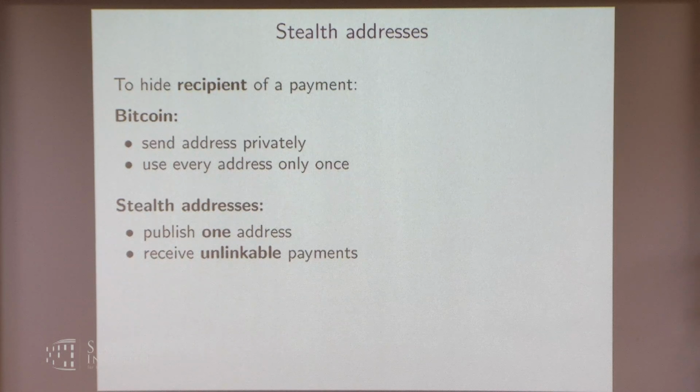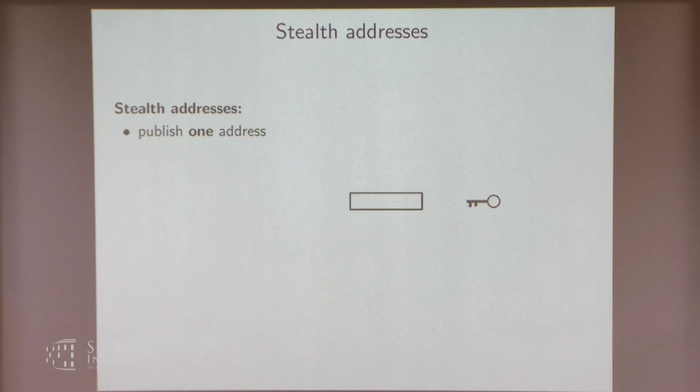And stealth addresses actually allow you to have both at the same time. So you can publish an address and people can use it to send you money without talking to you. But still, the payments they make to that address look completely unrelated to your address. And that, I think, is a cute trick that I'll show as one of the more technical things in this talk.